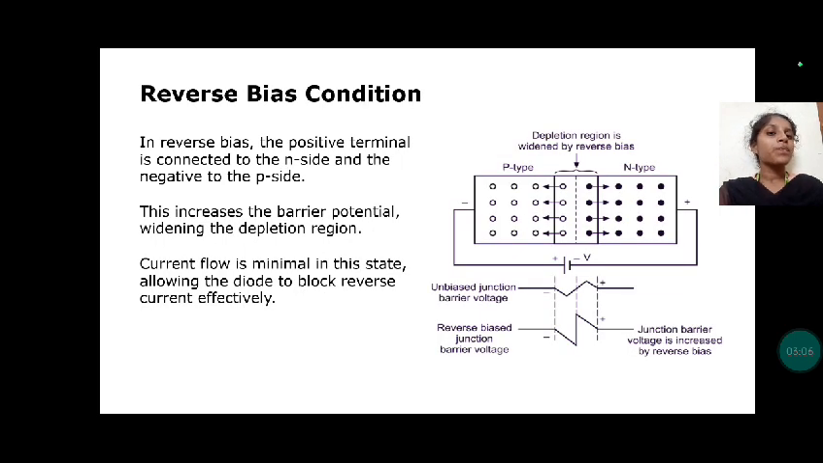In reverse bias, the positive terminal is connected to the N side and the negative terminal is connected to the P side. This increases the barrier potential, widening the depletion region. Current flow is minimal in this state, allowing the diode to block reverse current effectively.